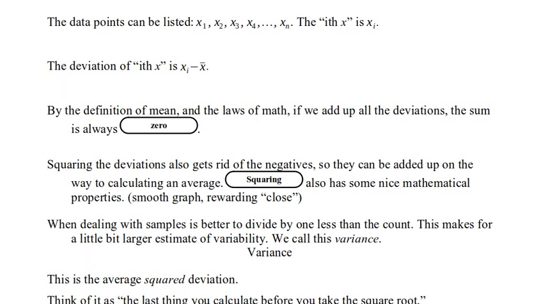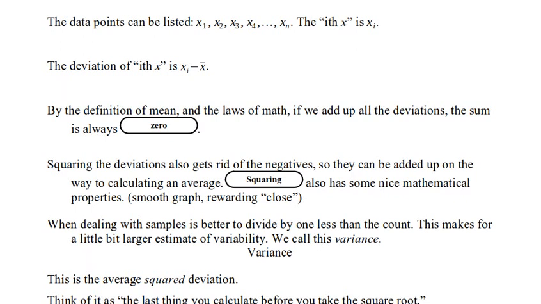But remember what happens if you're close to 0. That is, if the deviation is relatively small, between 0 and 1. It actually gets smaller. So that's what we mean by saying rewarding being close. In other words, rewarding being close to the mean. That actually gets smaller when we square it.